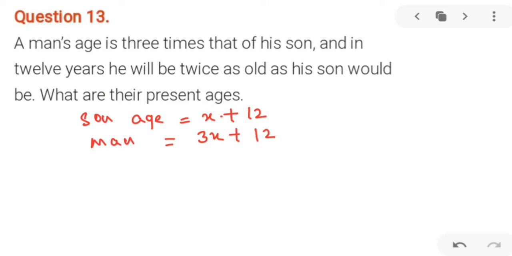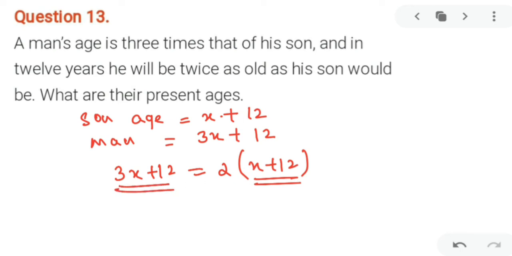And what the statement says? In 12 years, he will be twice as old as his son. So father or man will be, that is equal to twice x plus 12. Twice as old as his son. This is son, this is father. So this is the equation.